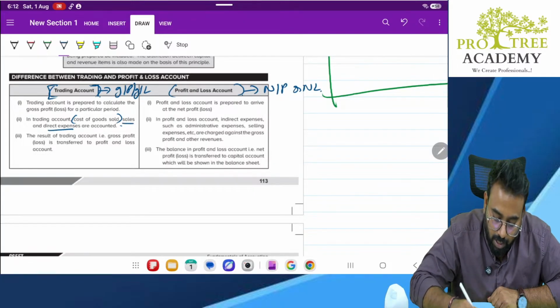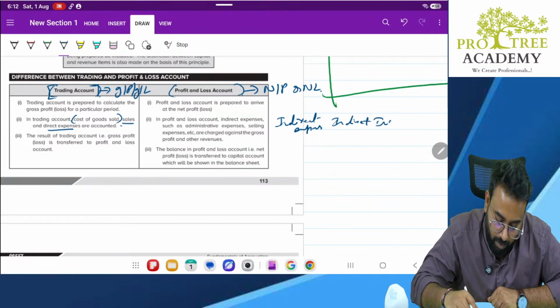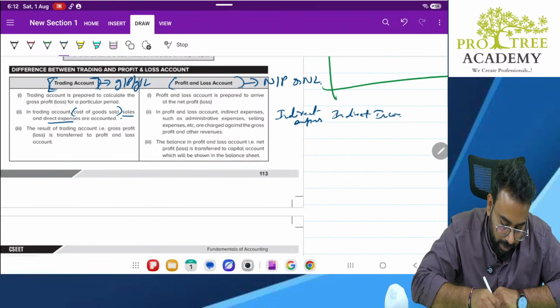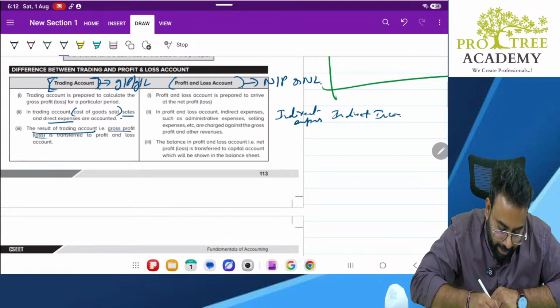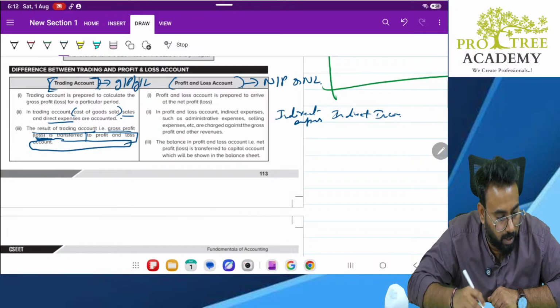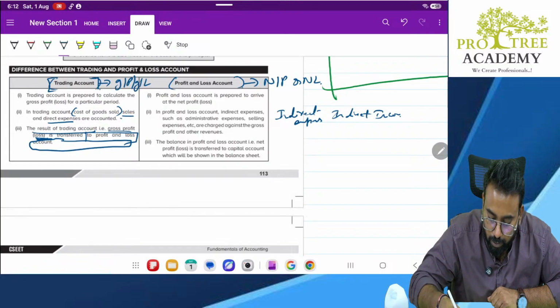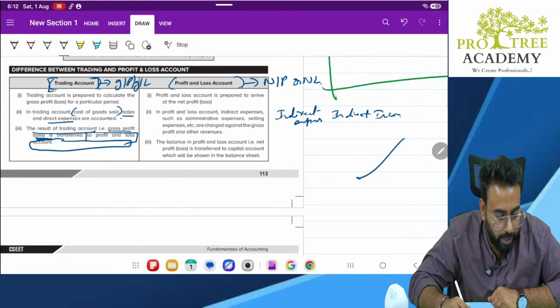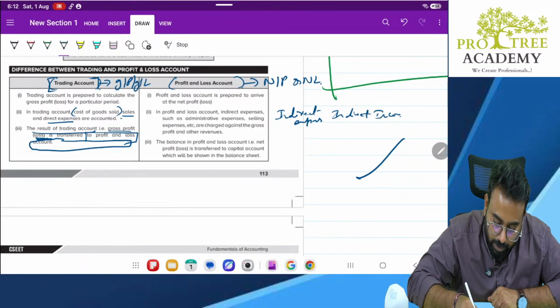Here, in the P&L account, what are the things? All your indirect expenses and indirect income. The result of the trading account will be gross profit or gross loss, and the result will be transferred to the P&L account. We have seen, correct? Gross profit, we took it down. Gross loss also we took it down. The balance in the profit and loss account, that is net profit, is transferred to the capital account.